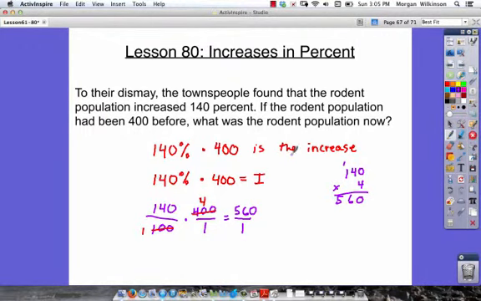That's the increase. So if the rodent population was 400 before, what was the rodent population now? So if it was 400 to begin with, then it increased by 560. Well, we must get a total of 960 as our rodent population now. So 960, and we could write rodents. We need a label because we've got a word problem. Box our answer, and we can move on to the next question.